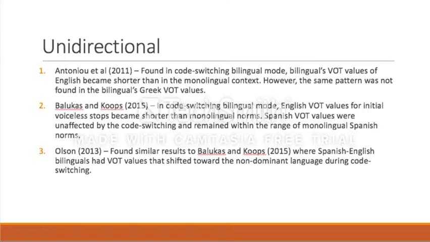The Balukas and Koops 2015 study was also in code switching bilingual mode. The English VOT values that they found for initial voiceless stops became shorter than the monolingual norms, while the Spanish VOT values were unaffected by the code switching and remained within the range of monolingual Spanish norms. Another study, also in 2013, found similar results to Balukas and Koops 2015, whereas the Spanish-English bilinguals had VOT values that shifted towards the non-dominant language during code switching.